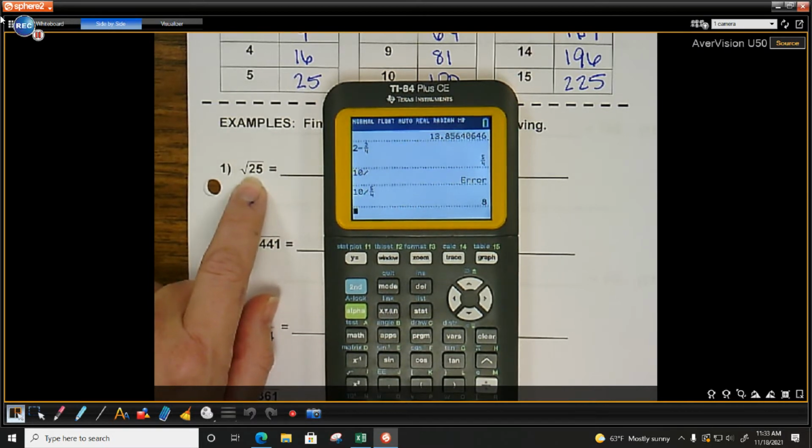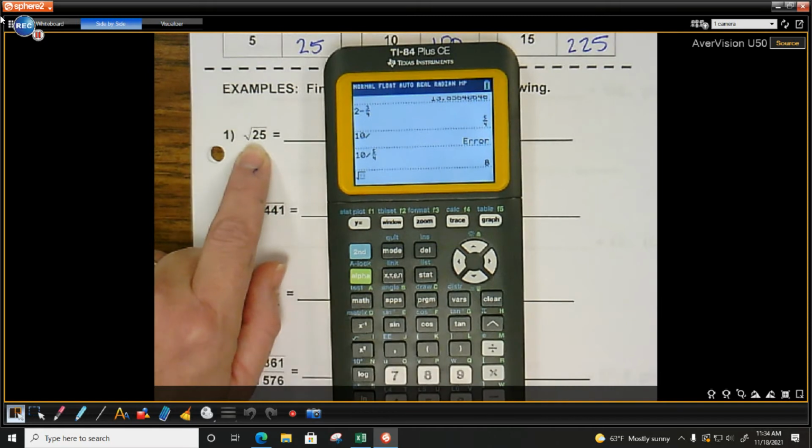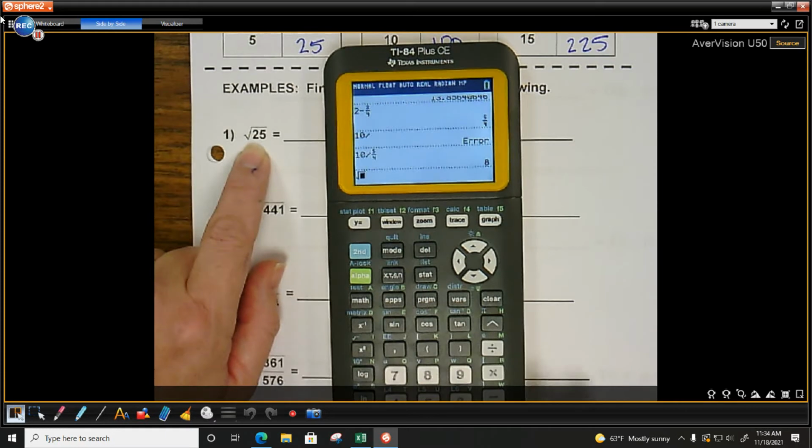Okay, Faze, where did you find it? I found it on the x squared. It's above the x squared and it's in blue. That's why you do second x squared. Now you have a square root sign on your calculator. Did we all find that? The x squared button right above it is blue, so I hit the second, which is my blue button, x squared. Then I get the square root.